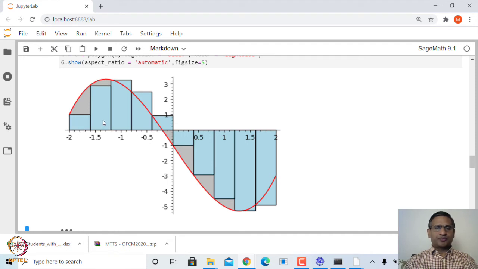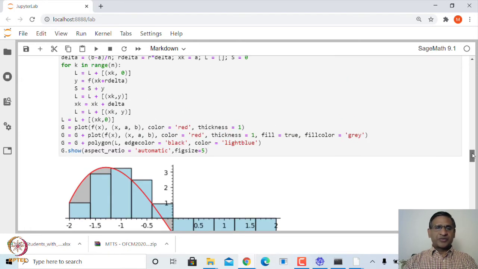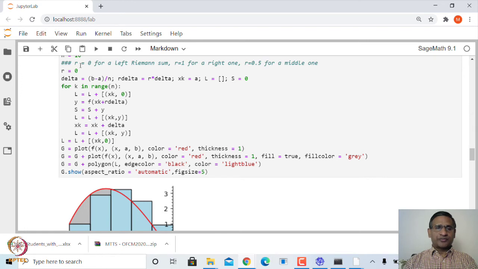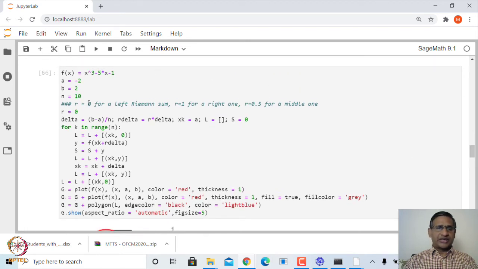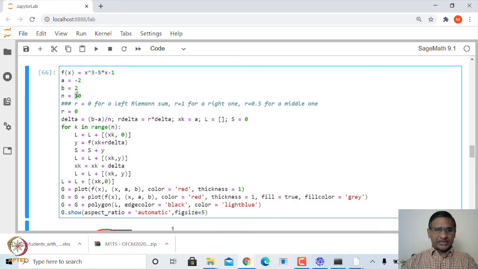So, if you try to approximate the integral using the sum of the areas of these rectangles, you will see that this portion, this portion, this portion, these are the portions which are left out, whereas this is extra calculated. So, you expect some error. If you increase the number of intervals you are dividing into, at present we have taken 10, now suppose let me make it 30.